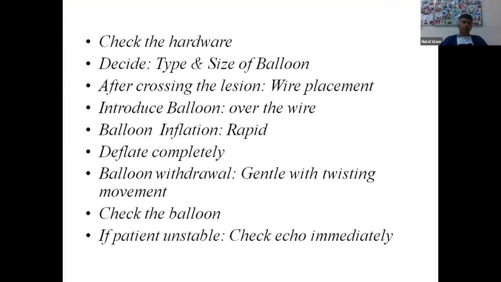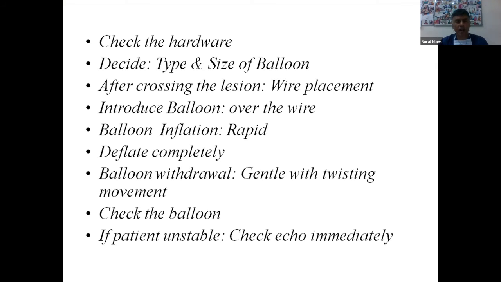So the good things before using the balloons in the lab: always check the hardware. You decide what type of balloon you want to use and the size of the balloon. After crossing, you need a good wire placement with the floppy end inside, so that you get a better, stable stiff part of the wire. During introduction of the balloon through the sheath, you have to be very careful.